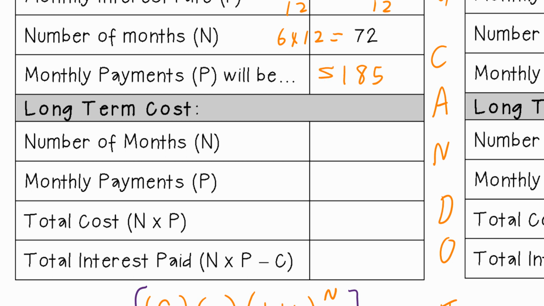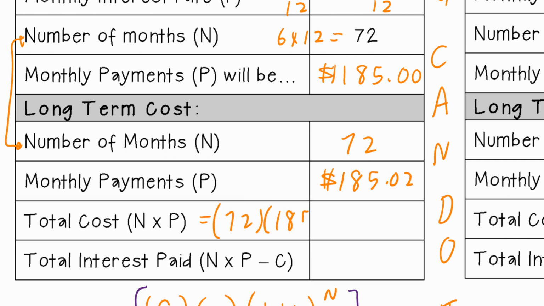Now, what about this next part? Long-term costs. So according to the given, N stands for the number of months, which is 72. According to the given, monthly payment is P, which is 185. So I'm going to copy 185.00. Now, because I know I'm going to use this to multiply in a moment, I am going to use 185.02 to maximize the accuracy. But again, please follow your teacher to maximize your performance. So N times P is going to be 72 times 185.02. Now again, let me try this with you here and now.